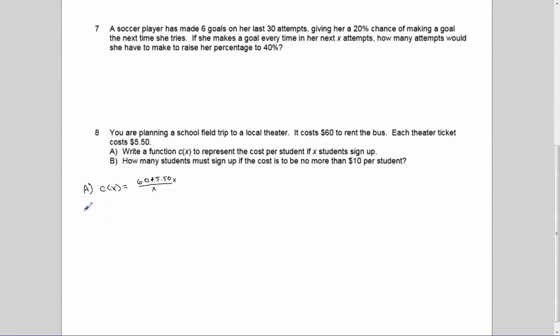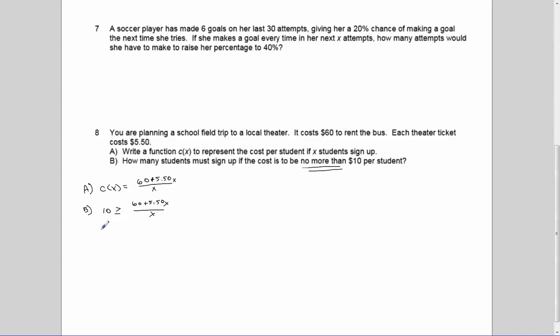We can go ahead and do b. How many students must sign up if the cost is to be no more than $10 per student? So no more than, that tells us we have an inequality. The cost is $10 per student, so we're going to replace c of x with 10. And $10 will be greater than or equal to 60 plus 5.50x divided by x, because this cost must be less than or equal to $10 per student.